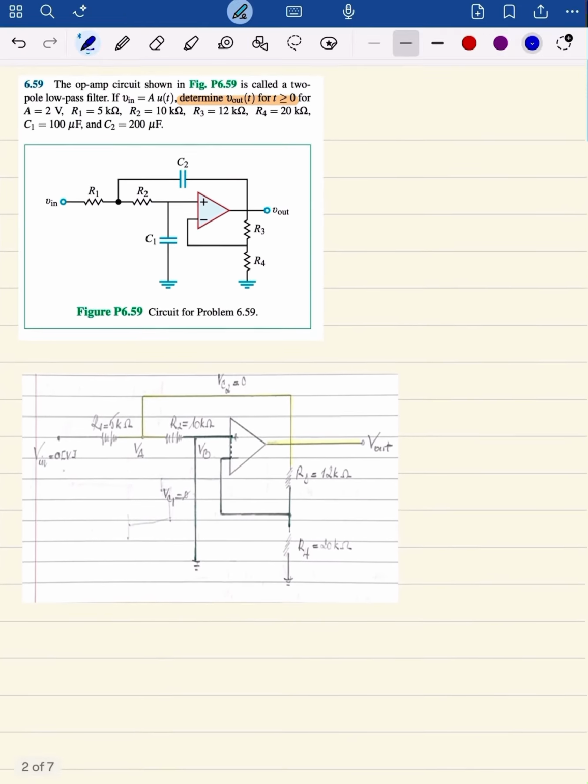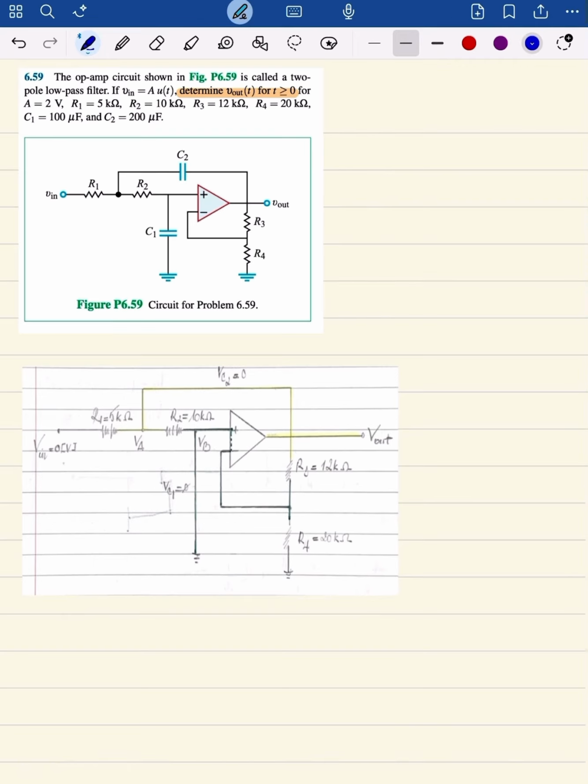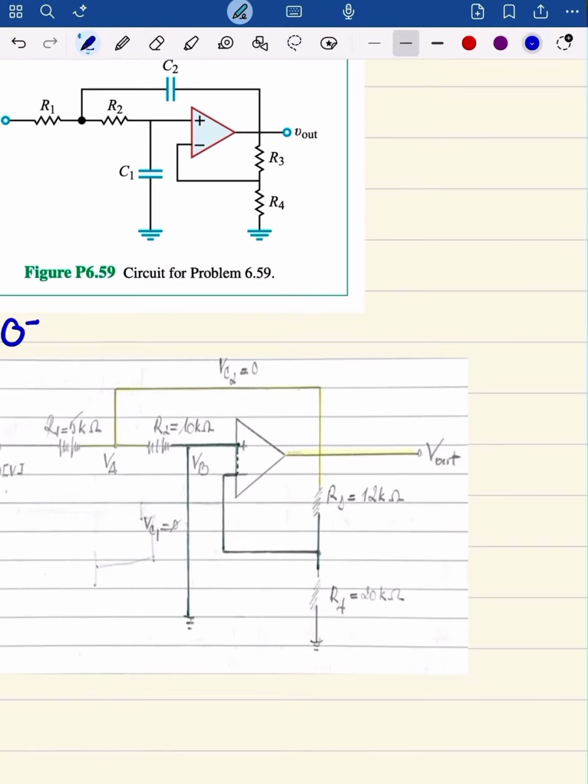So to solve this type of problem, we need to analyze the circuit at t less than 0 and t greater than 0. For the time frame t greater than 0, we need to consider t equals 0, the transient state, and the steady state, which is t equals infinity. So let's analyze the circuit at t less than 0. As you can see, I already sketched out the circuit.